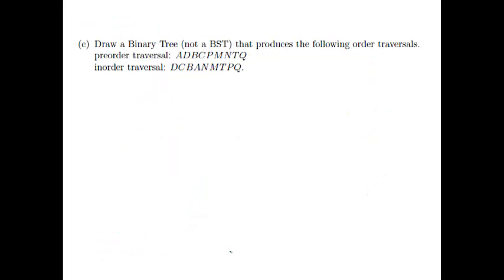All right, so here's a challenging problem. Draw a binary tree, not a BST, that produces the following order traversals. In other words, we don't make any assumptions about the order of the keys. So we are given 2 traversals, and we have to figure out what the shape of the binary tree is.